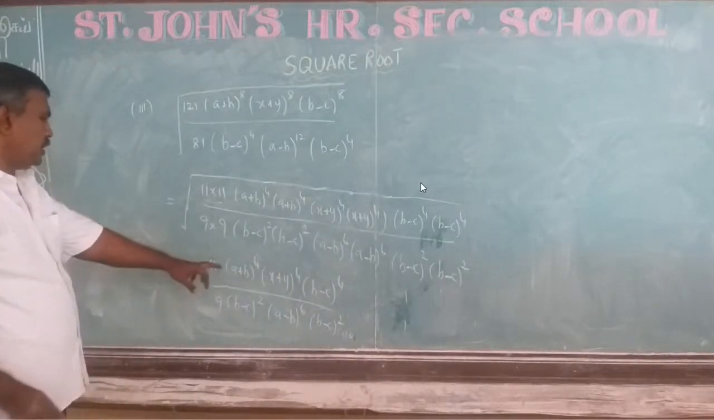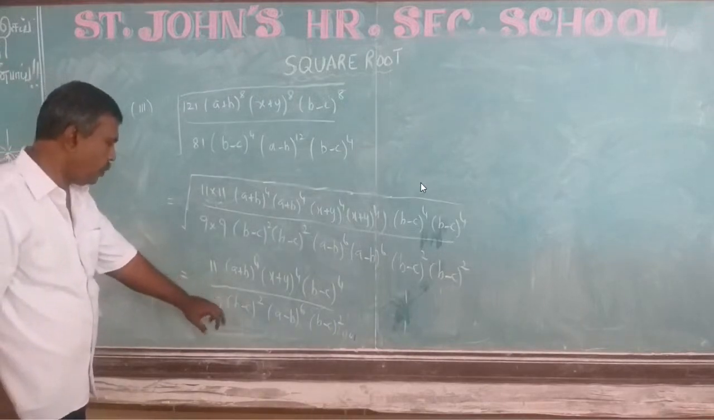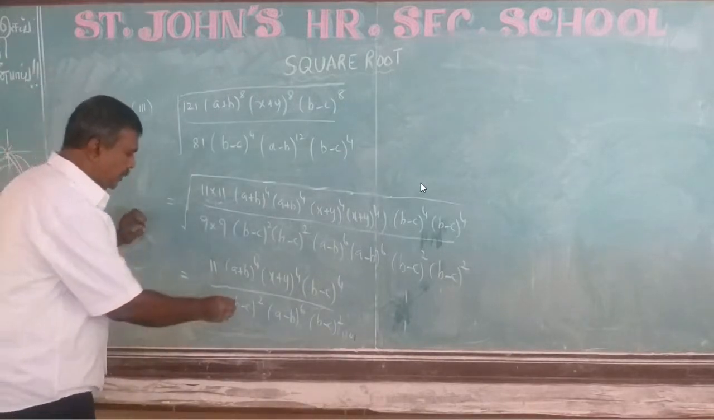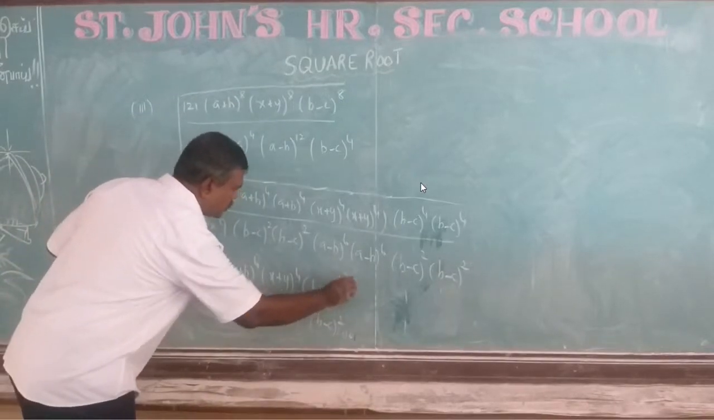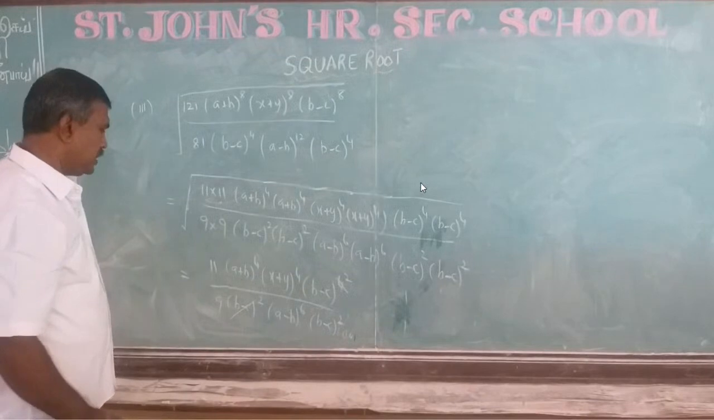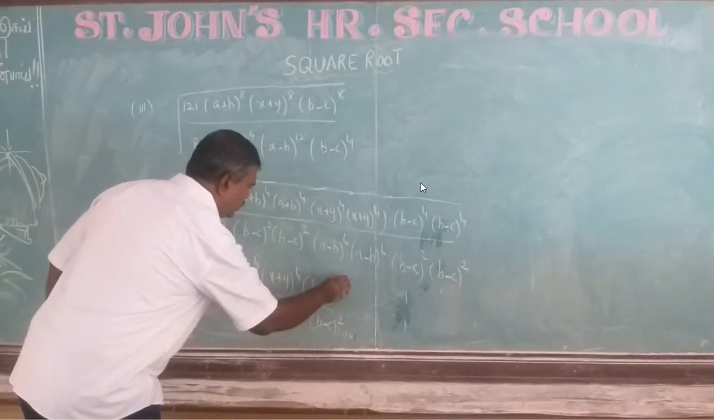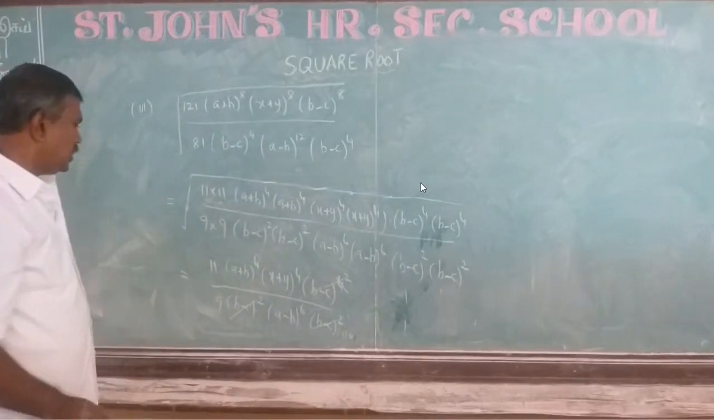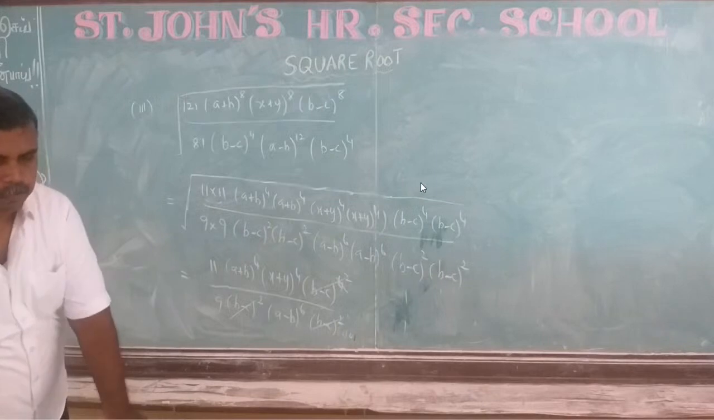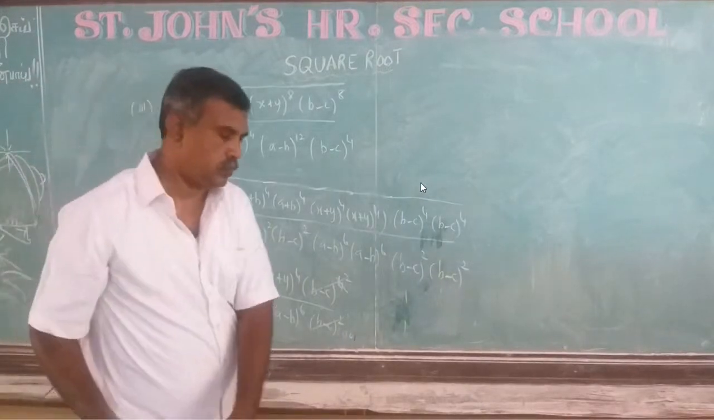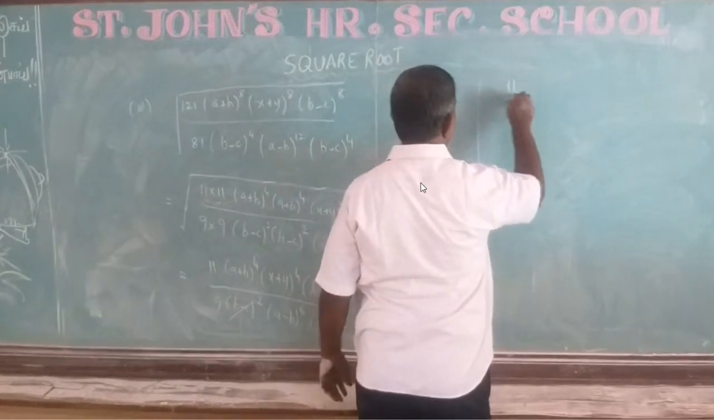A plus b the whole power 4, there is no division. Therefore b minus c the whole square, a square and b minus c the whole square. Again we cancel the value. Therefore the answer is 11 by 9.